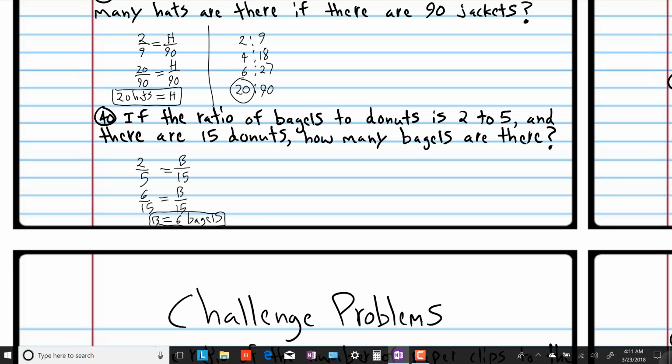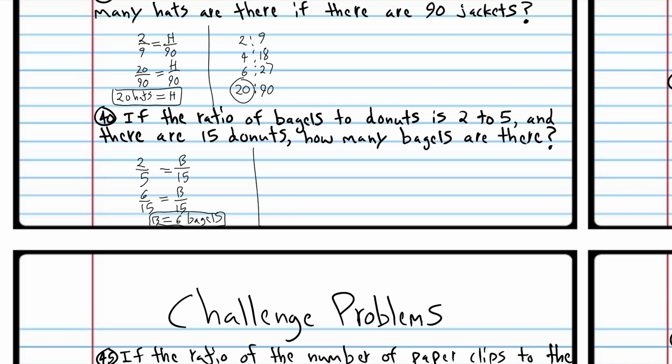Let's see here. Let's try it with the equivalent ratios method. So we have 2 to 5, and this is donuts and this is bagels. And by the way, I recommend that you put these letters on the top so you don't get confused. I should have been doing that myself. So bagels to donuts is 2 to 5, and we know we have 15 donuts, so we multiply 5 by 3 to get 15, so we have to multiply 2 by 3, and we see the answer is 6. So that's another way to do it.